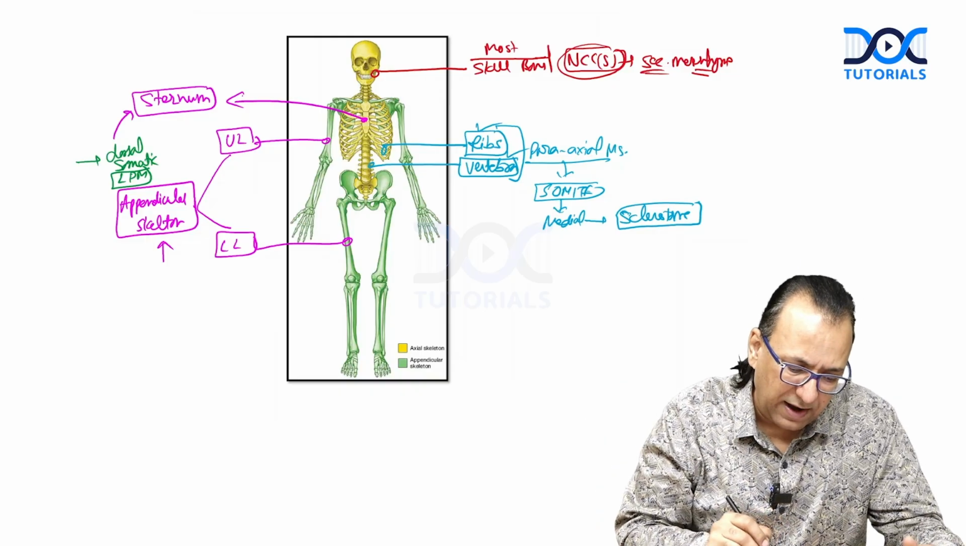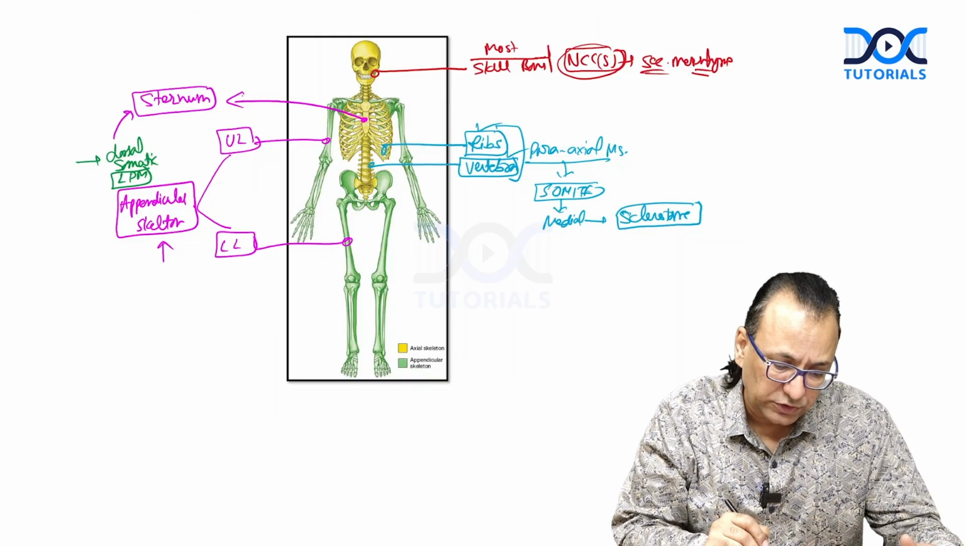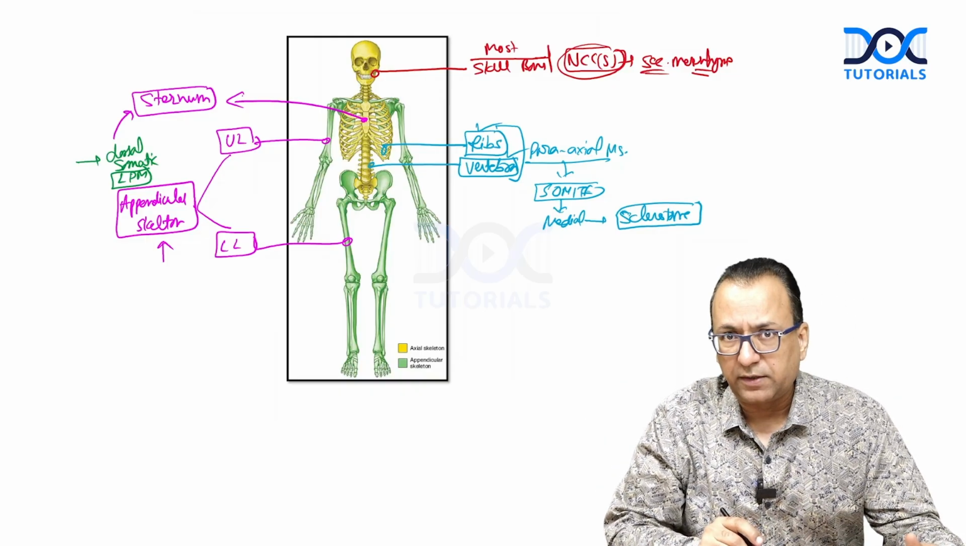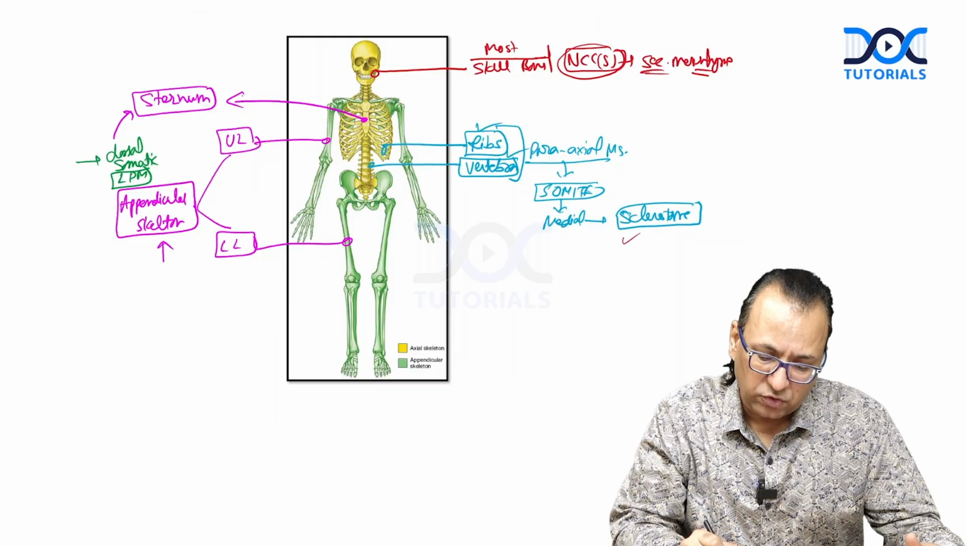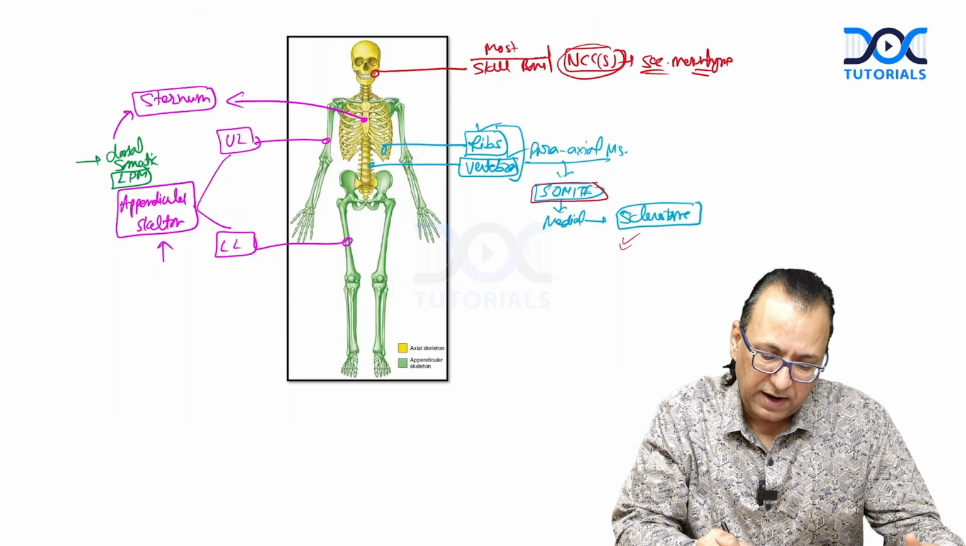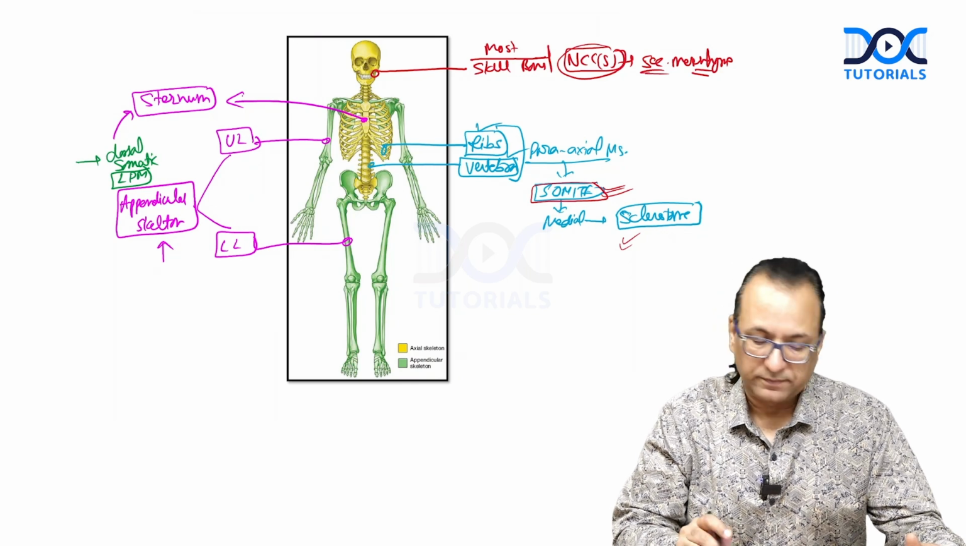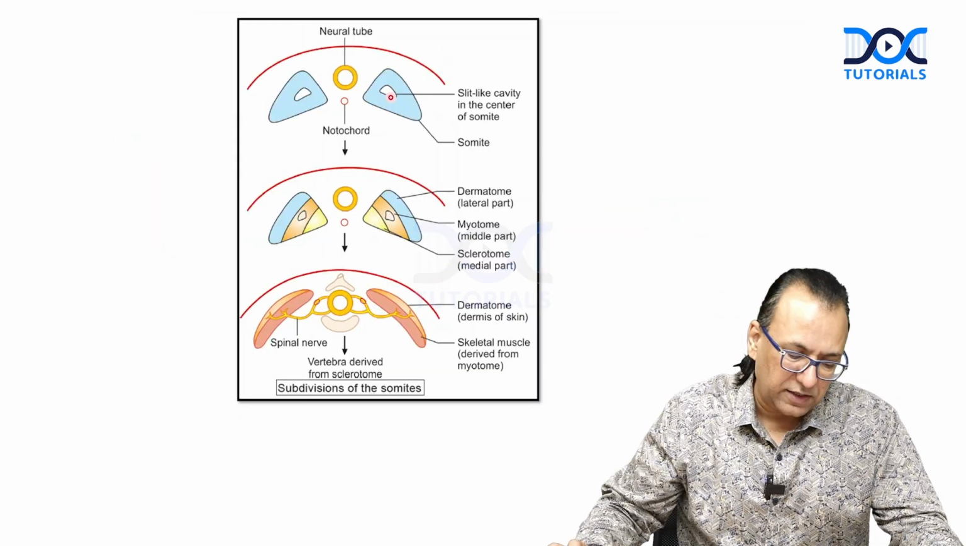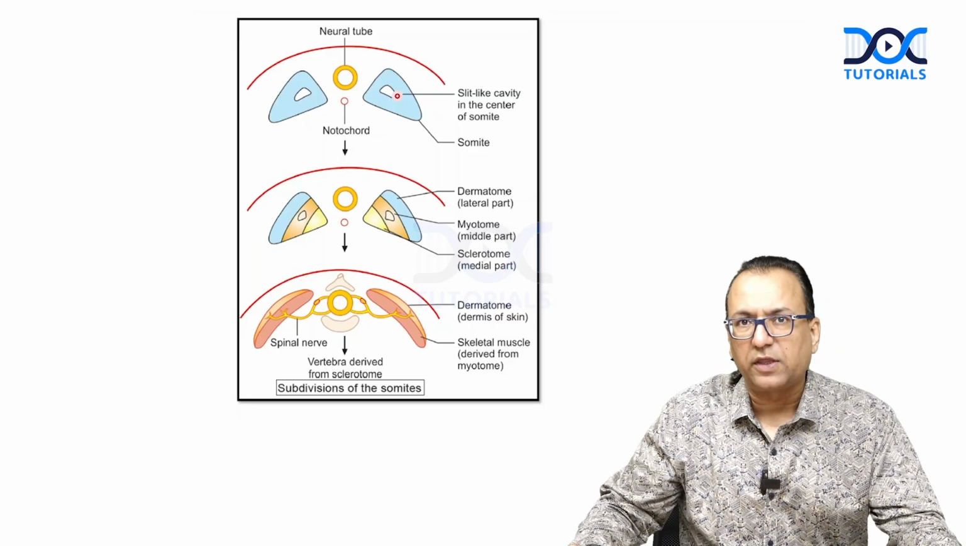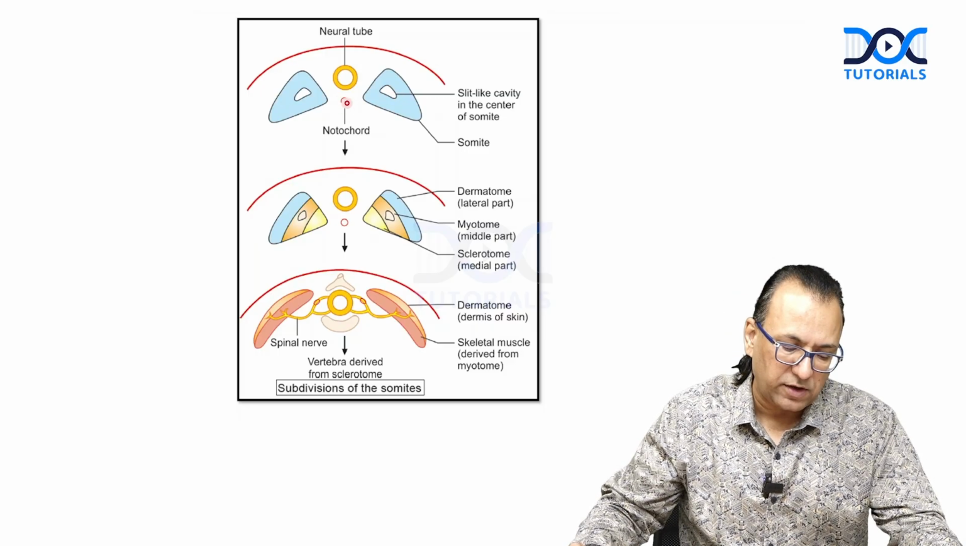So here we have learned some of the bones developing from the mesoderm. Now, we have discussed this sclerotome portion of the somite, but let us look at the other components as well. As we mentioned, there will be the somite, which is a paraxial mesoderm developing on the sides of the axial mesoderm, the notochord.